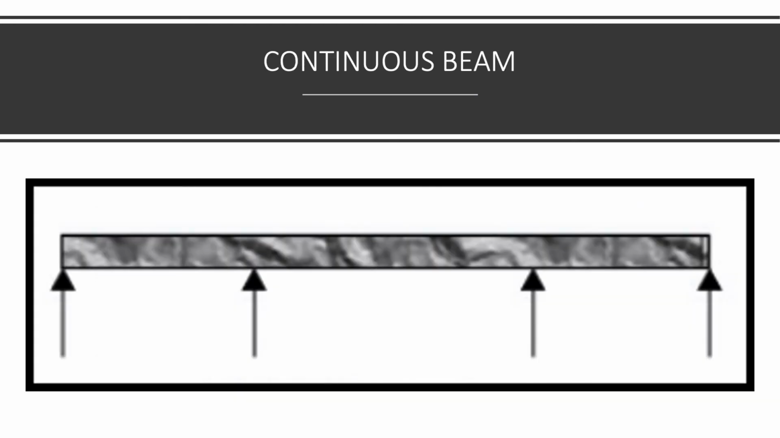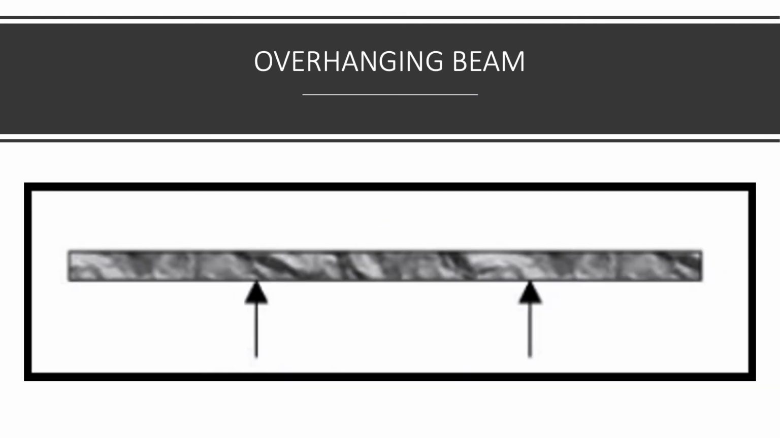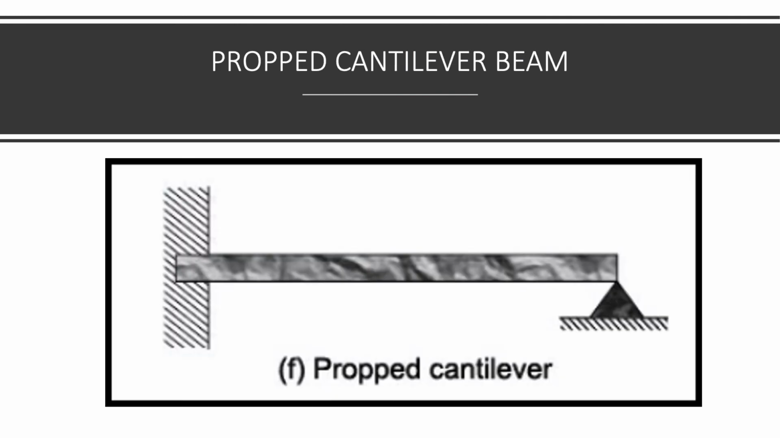Continuous beam. A beam which has more than two supports is a continuous beam, being continuous over intermediate supports. Overhanging beam. If the beam extends beyond the supports on one or both sides, it is known as an overhanging beam. Propped cantilever. If a cantilever beam has an additional support in the form of either a hinge or roller, it is called a propped cantilever.